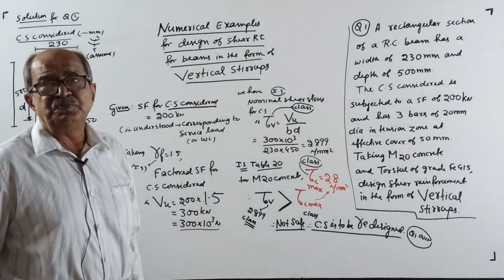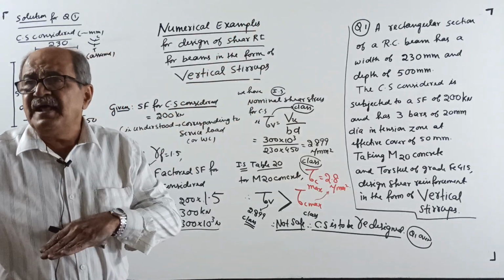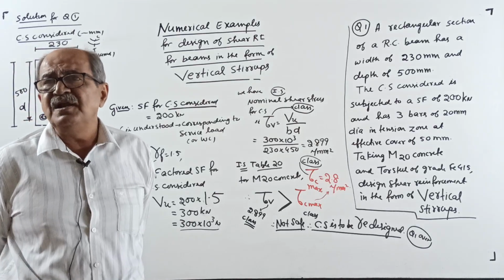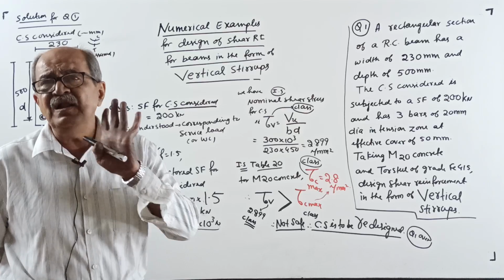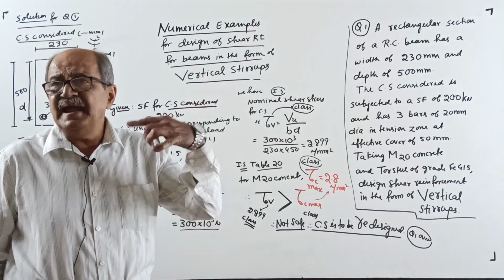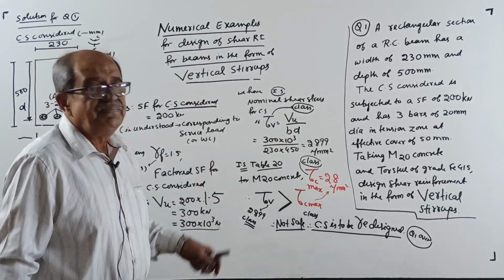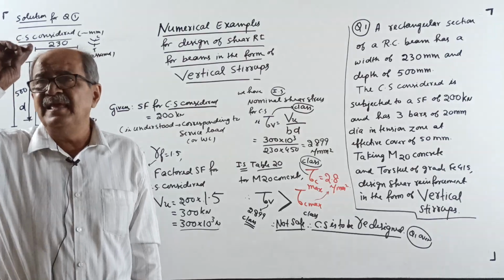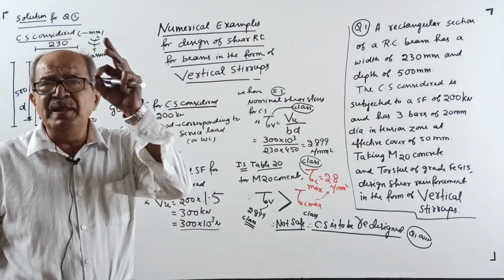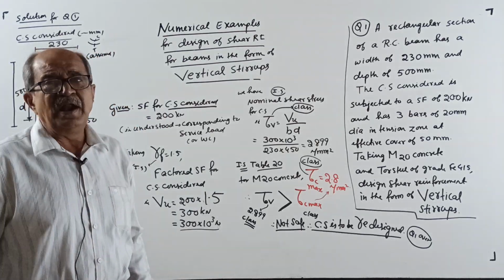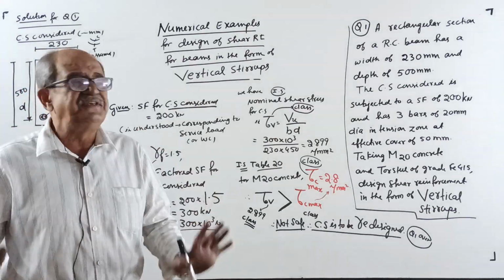Design of shear reinforcement in the form of vertical stirrups when bent up bars or cranked bars are available for resisting shear or as additional shear reinforcement. 1 part for procedure, second part for numericals. Completely covered. In the same way, I uploaded earlier for working stress method, part 1, part 2, part 3, part 4. So many things are told there. And I told at that time, when you go to limit state method, exactly the same procedure.